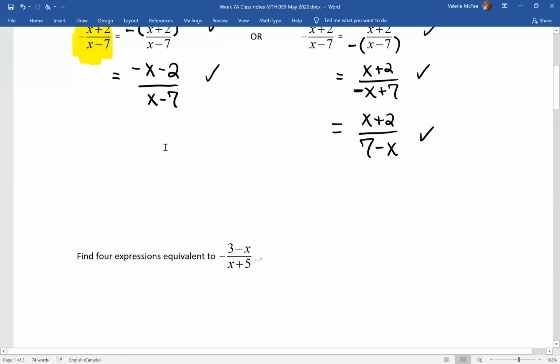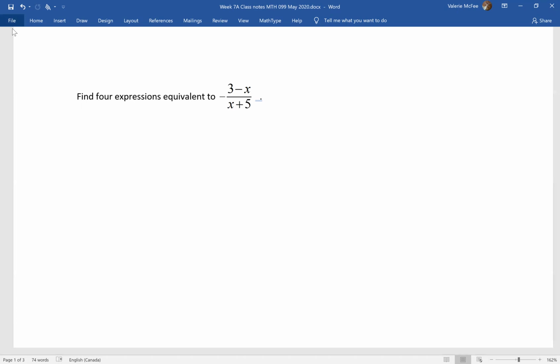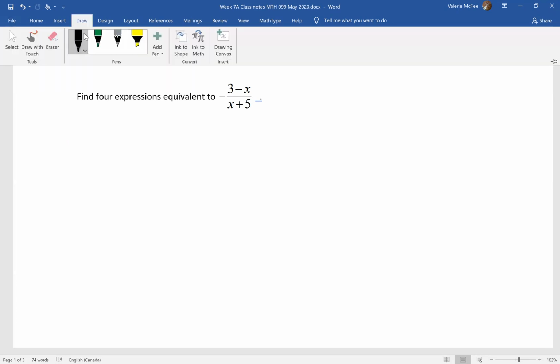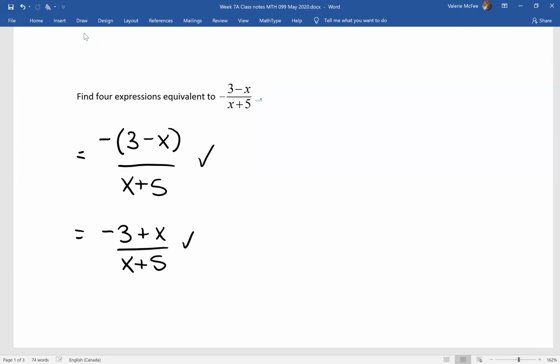Why don't you pause your video and see if you can find 4 expressions equivalent to this one. So we know we can write the negative in the numerator. Here's one equivalent expression. We can open the brackets. Here's another equivalent expression.